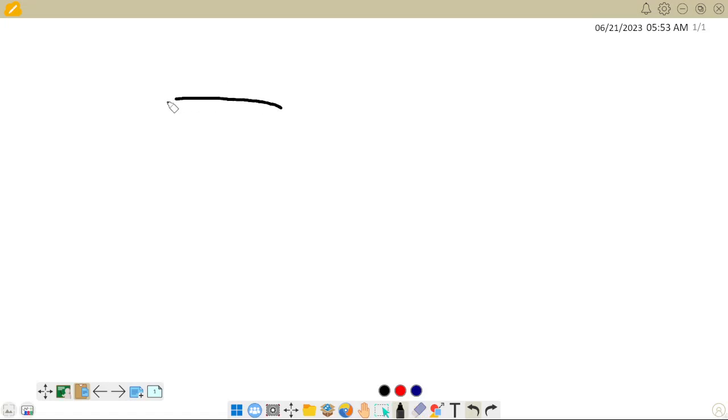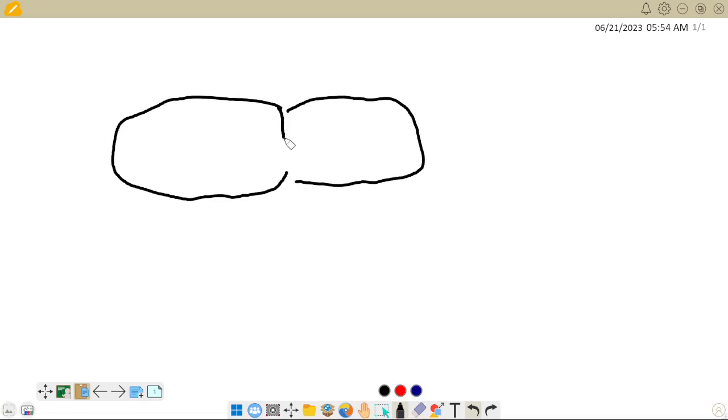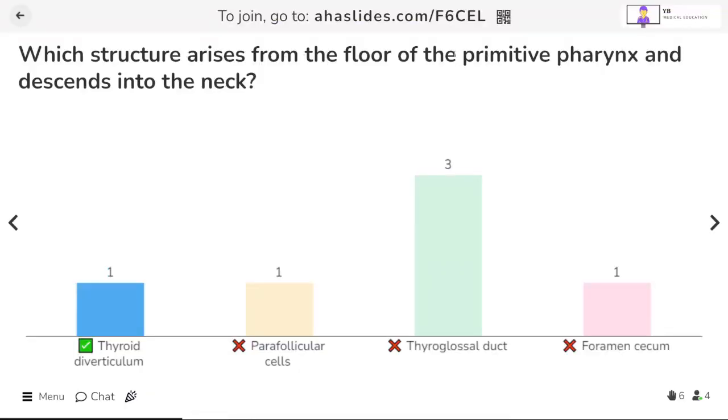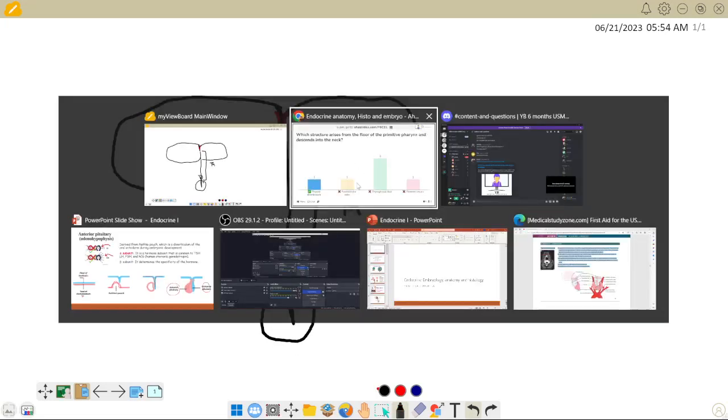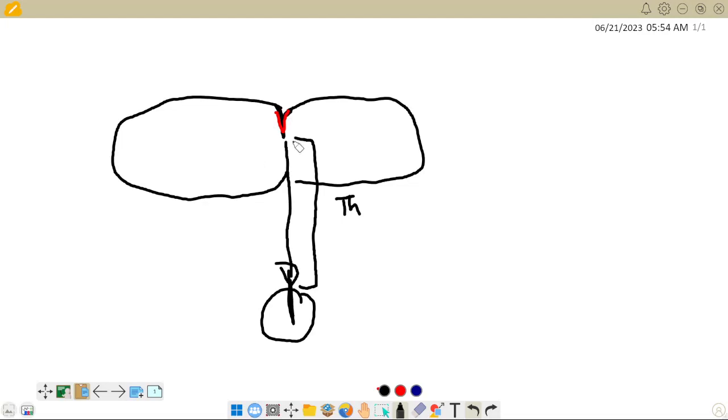So we said that the anterior 2/3 of the tongue, and I have the posterior 1/3 of the tongue, right? There is a thyroid diverticulum that forms in here, like an indentation. And the thyroid diverticulum starts descending down, and then eventually you get the foramen cecum, right? So here the question says, which structure arises from the floor of the primitive pharynx and descends into the neck? The thyroid diverticulum. And after it arrives in the neck, you have the thyroglossal duct, which connects the thyroid, which already formed from the thyroid diverticulum, to the tongue, basically.